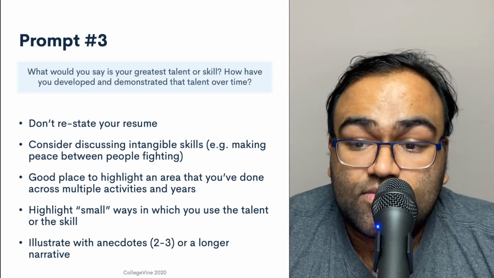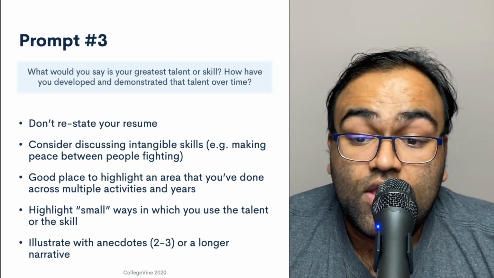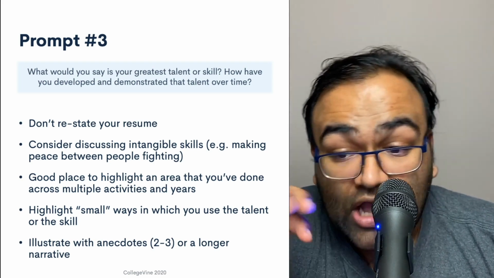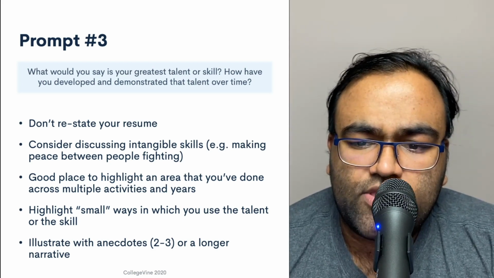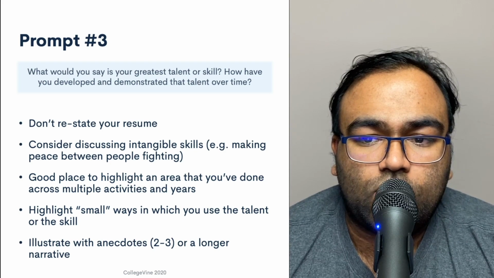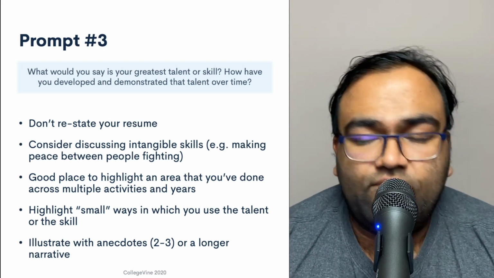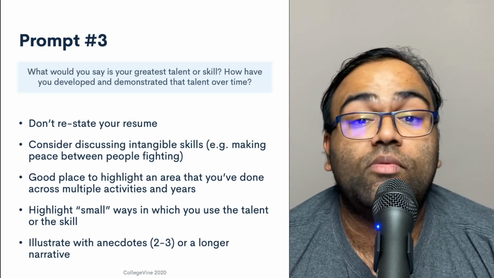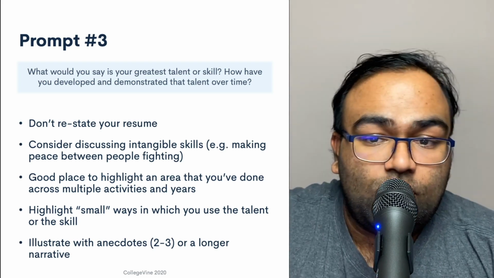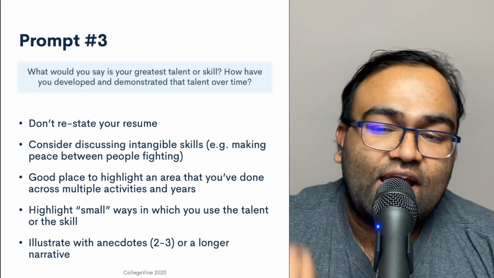Now, one other thing that's important is to think about highlighting small or unconventional ways in which you might use a talent or a skill. So say, for example, that you want to talk about your ability to debate. Obviously, you can talk about winning debate competitions and being the president of your debate club and so on, but what can make for a really cool essay is when you kind of flip the script a little bit.